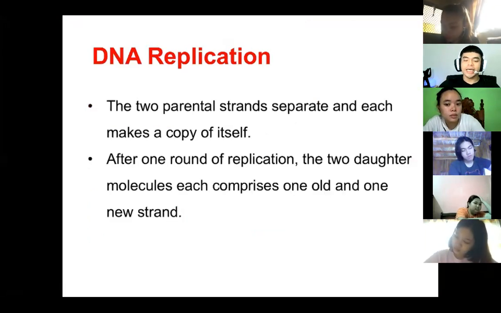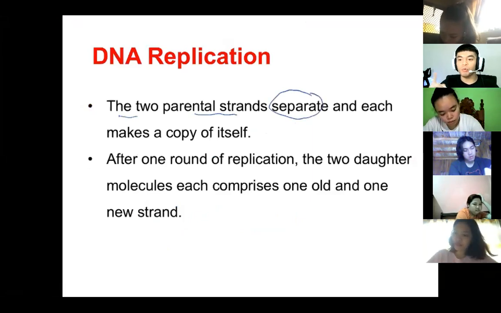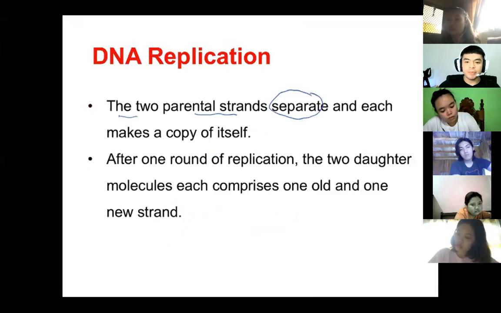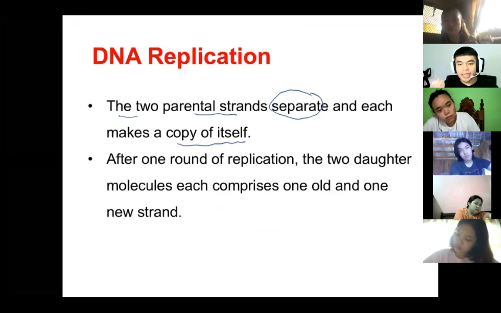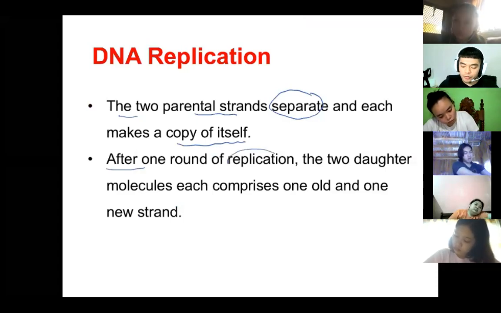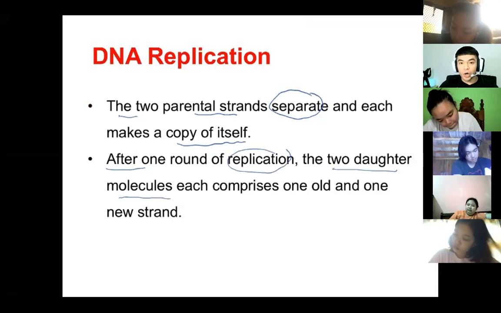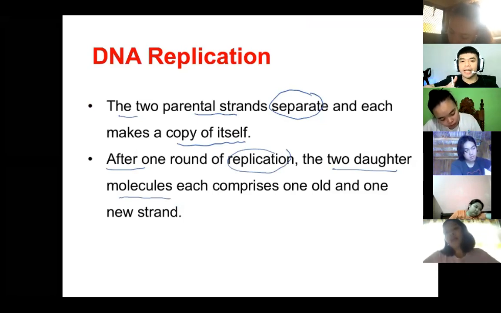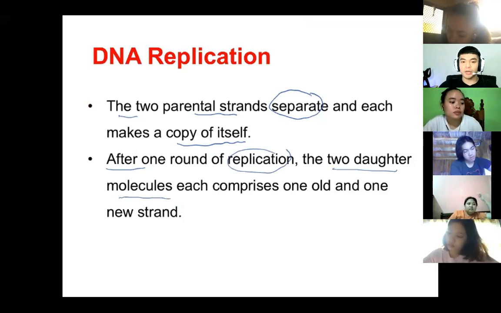So refresh lang natin, in DNA replication, in semi-conservative process, the two parental strands separate. Anong tawag sa process of separation? Unwinding or unzipping. Okay? And each makes a copy of itself. Not literally copy, but complementary copy of itself. Okay? Complementary. So after one round of replication, there are two daughter strands, two daughter DNAs, wherein kapag tinrace natin ang bawat DNA structure, half of the helical structure is old, coming from the parental strand, and half is new. Okay? So yun yung ibig sabihin ng first round ng DNA replication, semi-conservative.